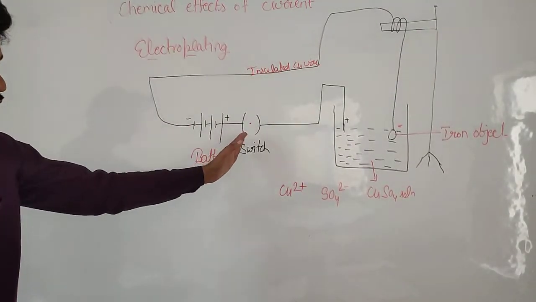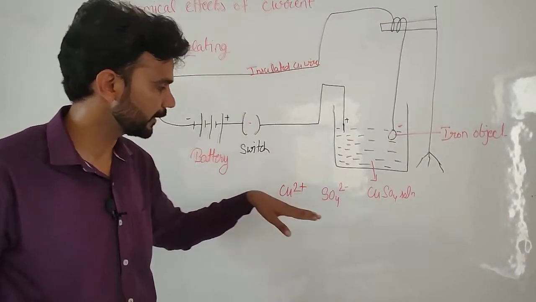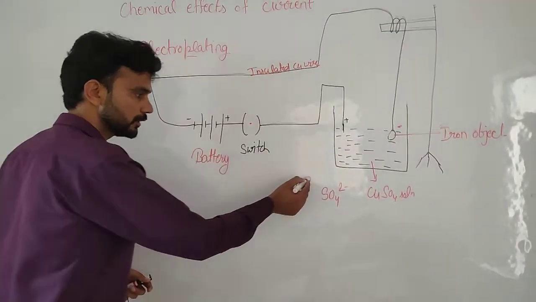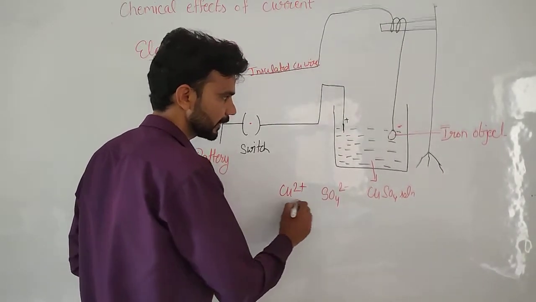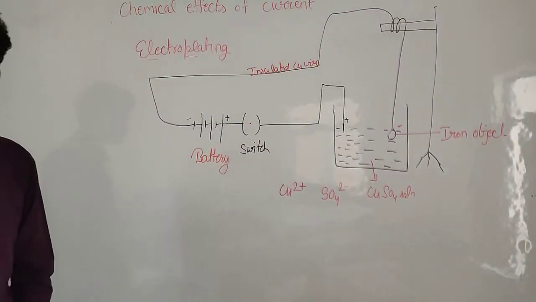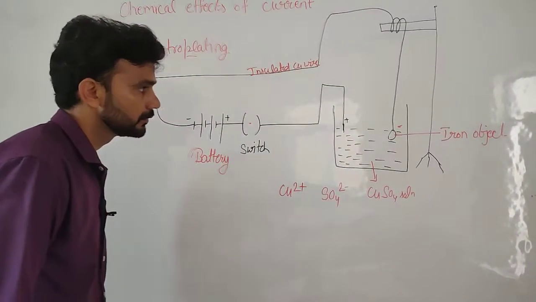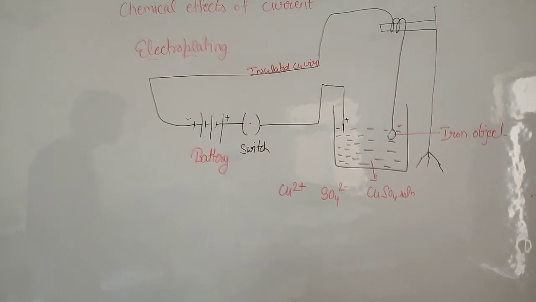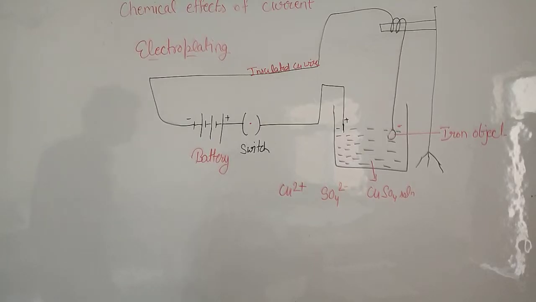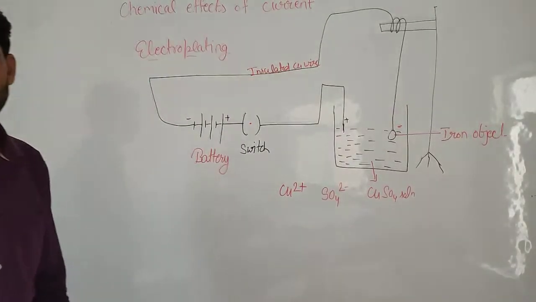For that, when we switch on, the current will pass, and the copper sulfate solution will break into Cu2 positive and SO4 2 negative ions. This positively charged ion, or cation, will move towards the negative terminal, be attracted by it, and stick on the cathode, or iron object. When it sticks on the iron object, it will form a layer of copper on iron, and this is known as the electroplating process.